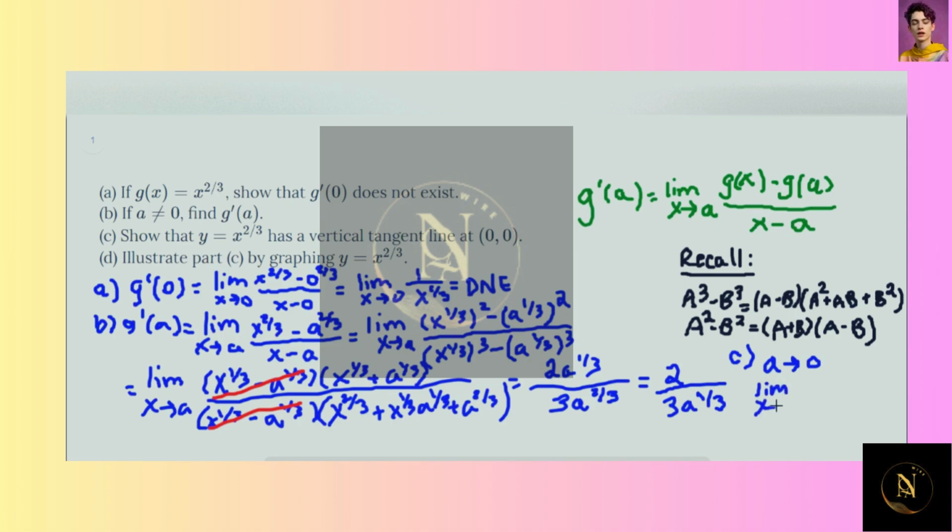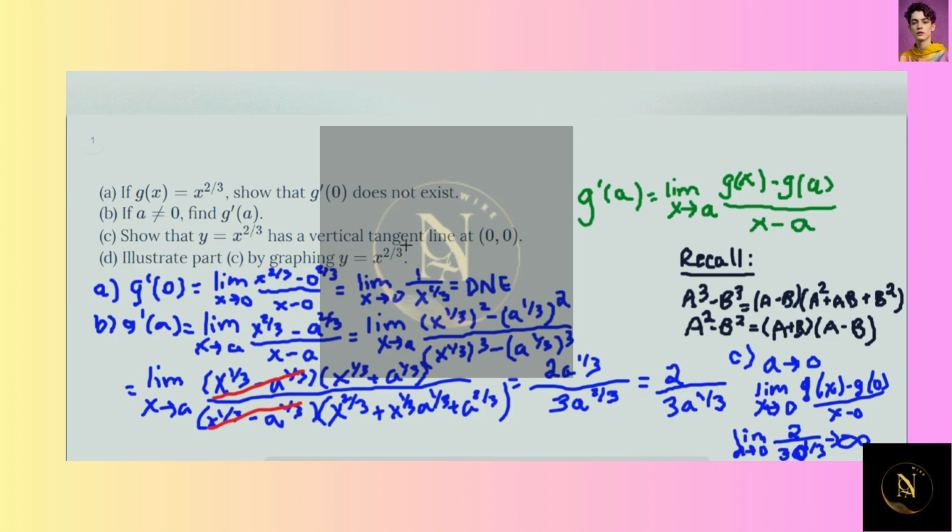as x approaches 0 of the function that was given to us, g of x minus g of 0 over x minus 0. And it's going to be this function 2 over 3a to the 1/3 at a is 0. And if a is 0, the denominator is 0. And so this limit as a approaches 0, or as x approaches 0, goes towards infinity.